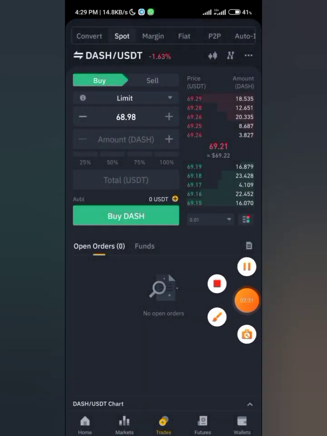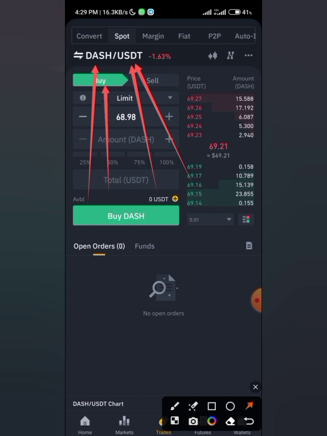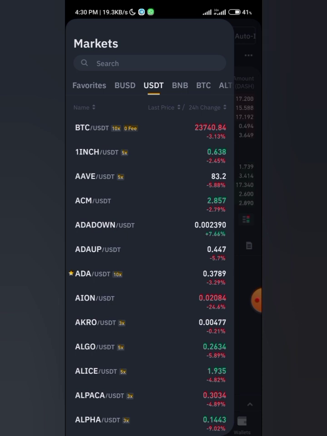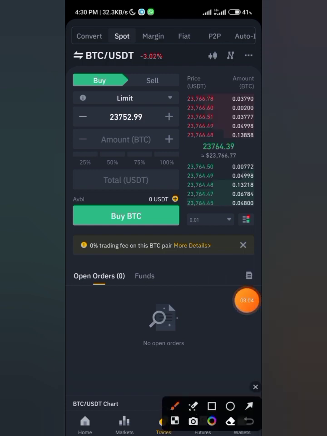Let me explain this further. This simply means the currency you are using to trade against another currency. So that means you are using USDT to buy or to sell dash. It could be BTC/USDT, which also means that you are using USDT to buy or sell BTC. Let's go here and change this, okay, let's select BTC. So this simply entails that you are using USDT to buy or to sell BTC.